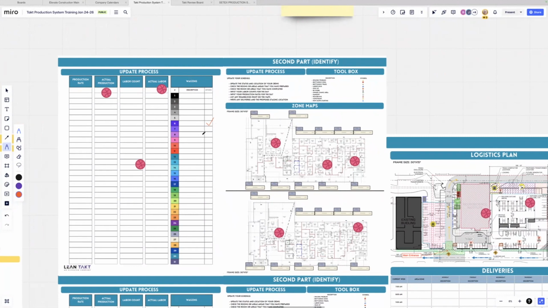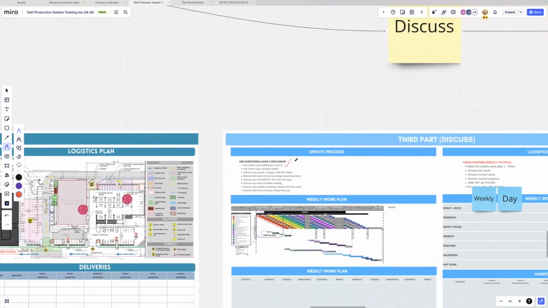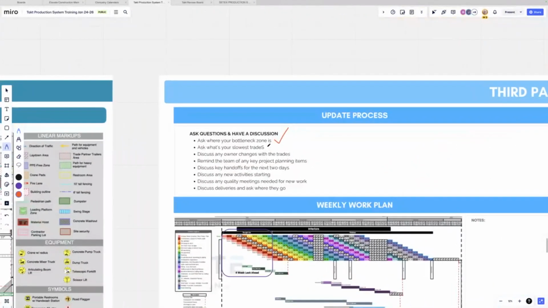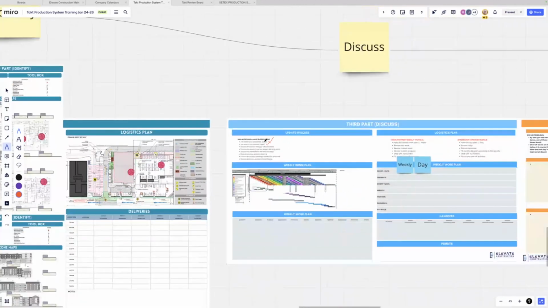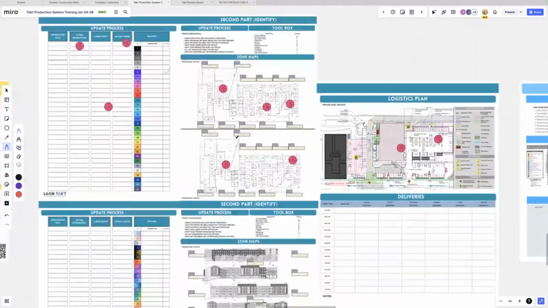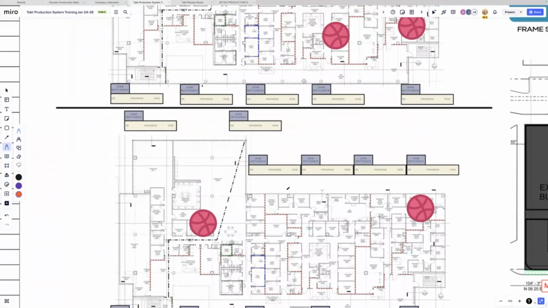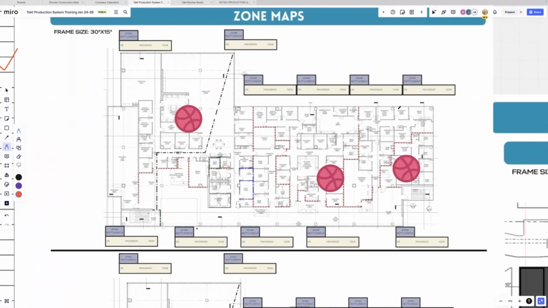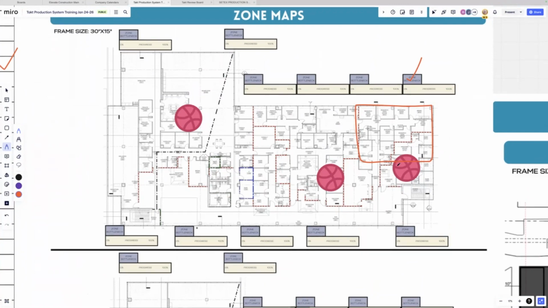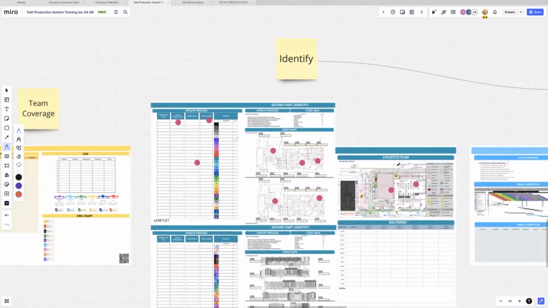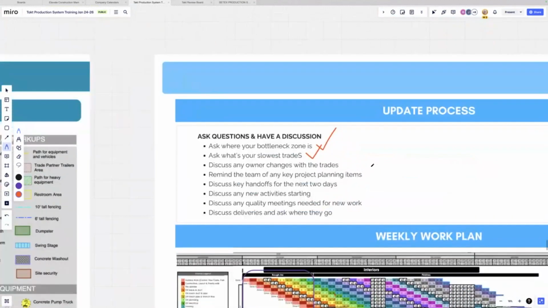So if you were able to actually identify that, that would be huge, and it becomes a part of your discussion. And I actually went out of order here. Where is your bottleneck zone? If you were able to identify, hey, which one of these zones over here is your bottleneck zone? So let's say that you have a zone over here, right? Like we were talking about, you can check and say, hey, actually this zone is the biggest bottleneck, okay? Knowing that as a team is huge as a superintendent.